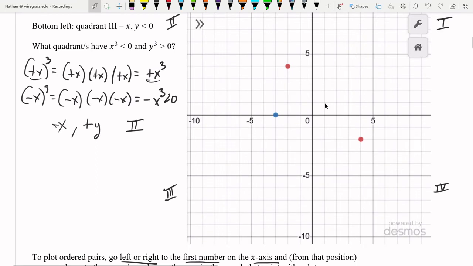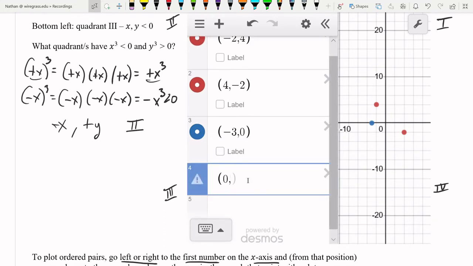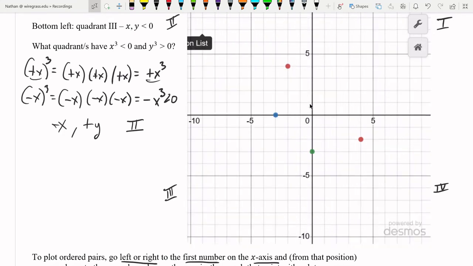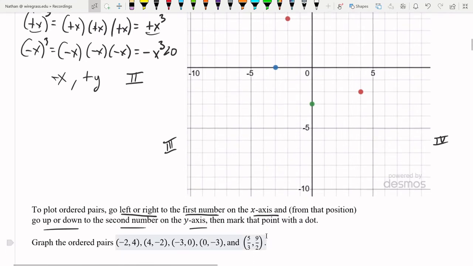0, negative 3. 0 means we do not go left or right at all. We just stay here on the origin. And then we go down to negative 3. So 1, 2, negative 3. It'll be right there on the y-axis. As you can see. And finally, we have 5/3 and 9/2.